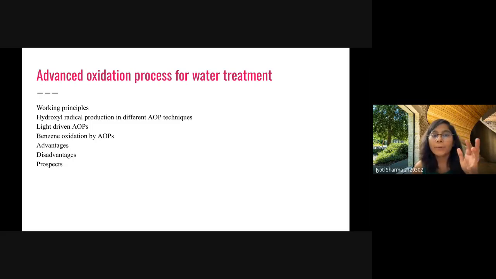This oxidation process can be light driven, can be done by benzene oxidation, and has some advantages and disadvantages, and we do have different prospects about this advanced oxidation process.